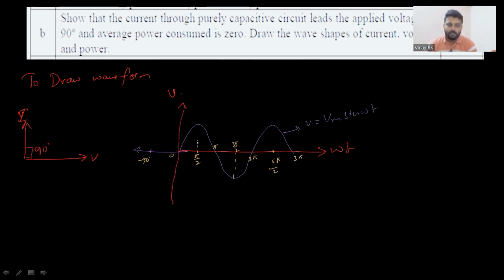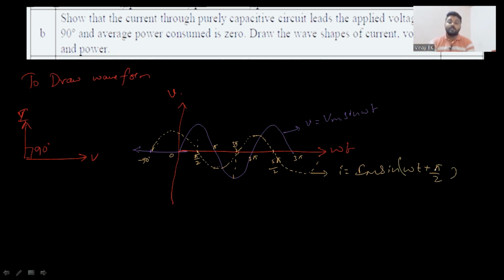Okay, so now the current waveform. Current leads the voltage by what? 90 degrees. See here, current leads the voltage by 90 degrees. So this is the current waveform. Current is leading the voltage at an angle of 90 degrees, like this. So this is nothing but I equals Im sine omega t plus pi by 2, the current shape.